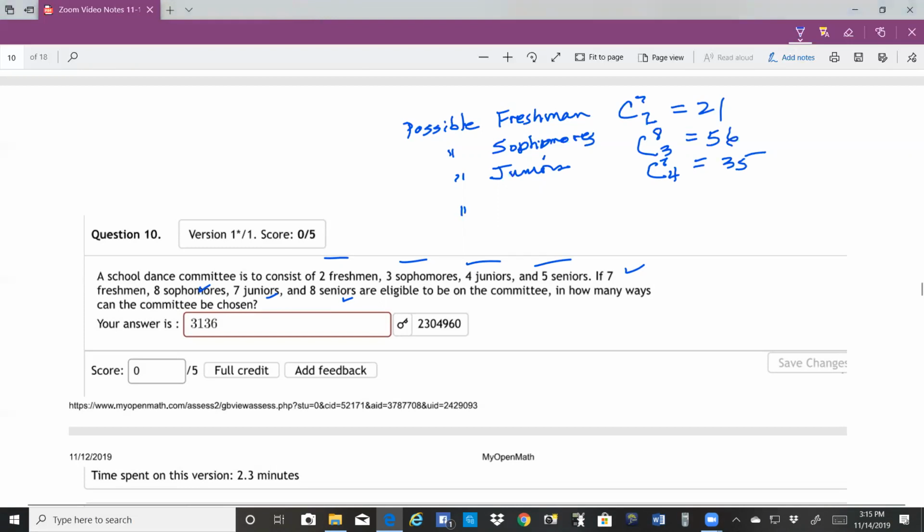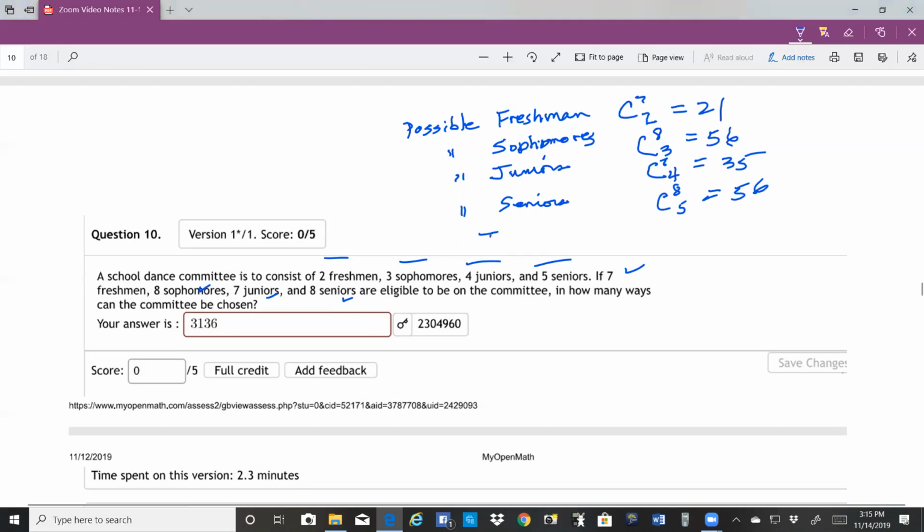And finally, the possible seniors on the committee would be a combination of 8, taking 5 at a time. You have 5 seniors that you need to pick and 8 available, and that is 56.